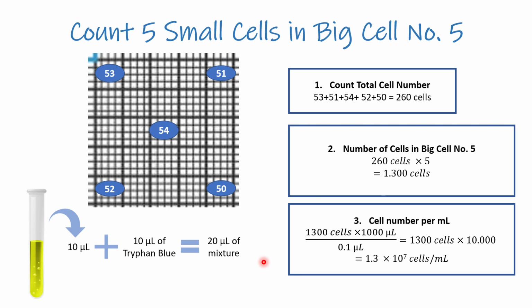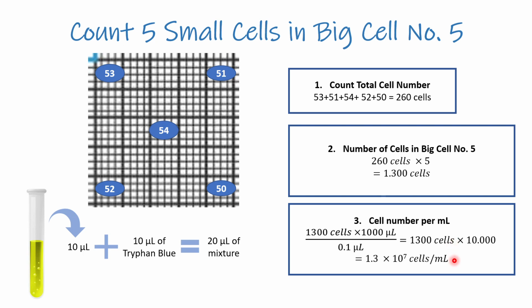An easier way to remember that is this. If we have 1,300 cells in the volume of 0.1 microliters, that's the volume for one big cell, right? How many cells would you have in the sample if the volume is 1 milliliter? With that logic in mind, we get this formula, and with that we get the final number, 1.3 times 10 to the power of 7 cells per milliliter.